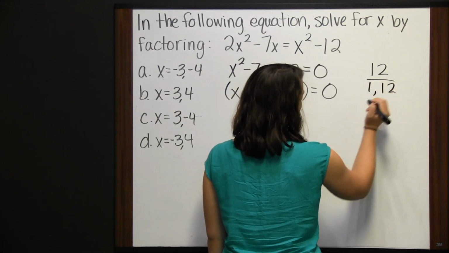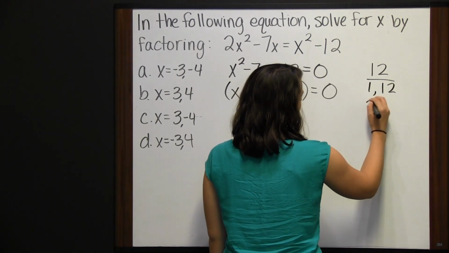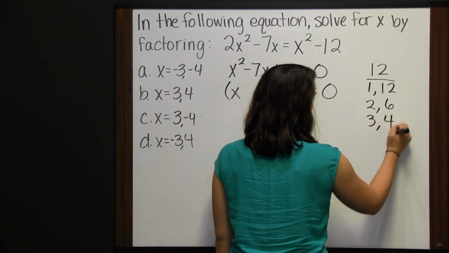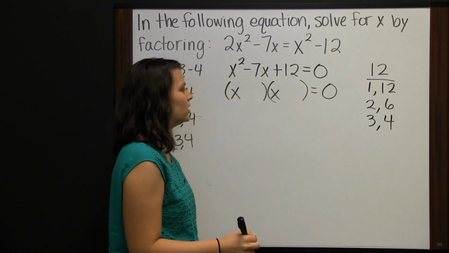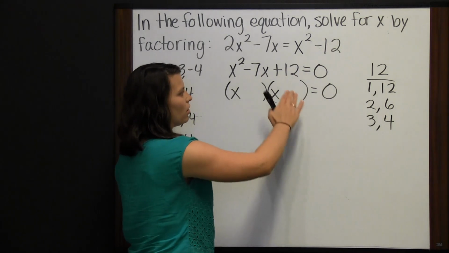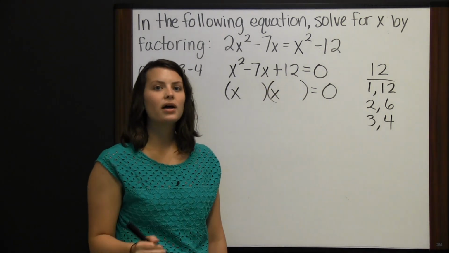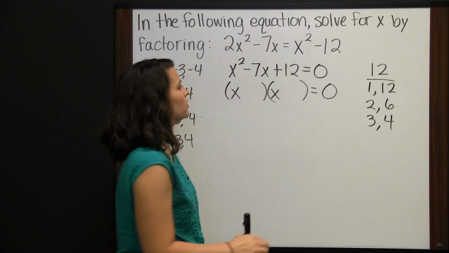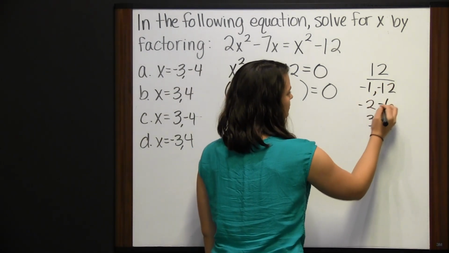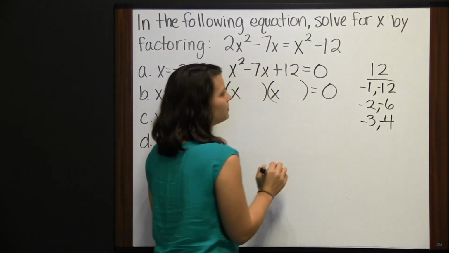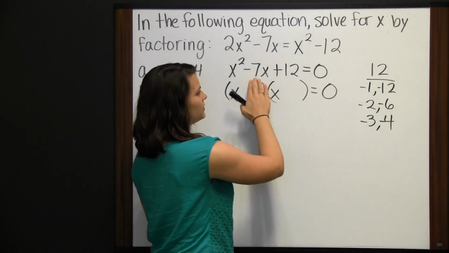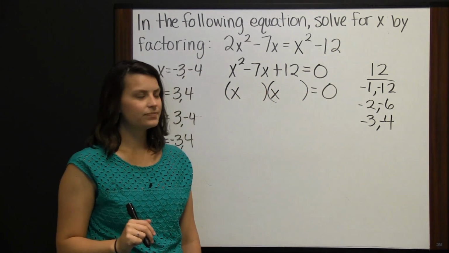1 and 12 are factors of 12. 2 and 6 are factors of 12. And also 3 and 4 are factors of 12. Now again, these numbers have to add to give us a negative 7, while also multiplying to give us a positive 12. The only way these numbers can do both those things is if they're both negative. Because a negative times a negative will give us the positive 12, but when we add the two negatives together, we'll get our negative 7.